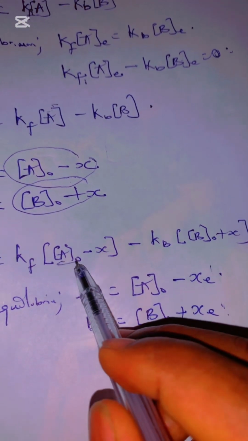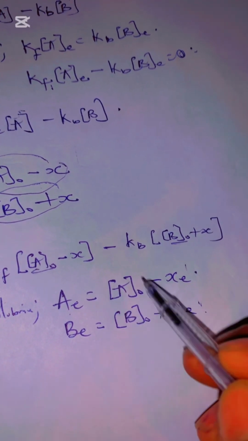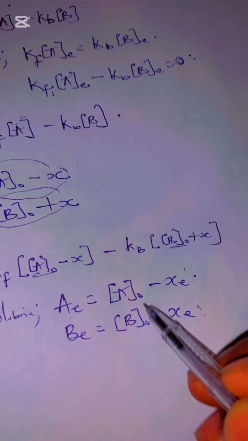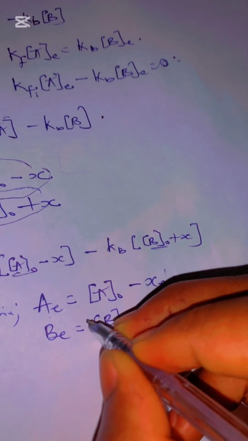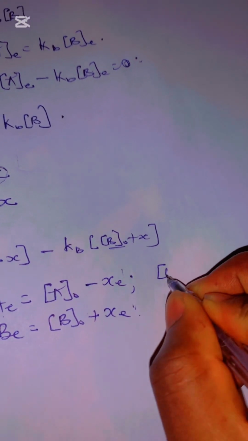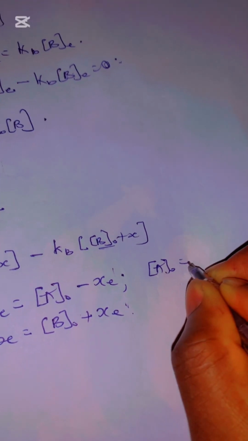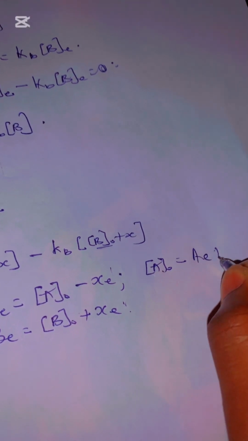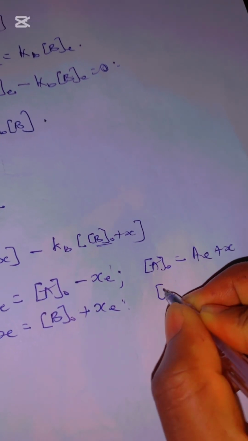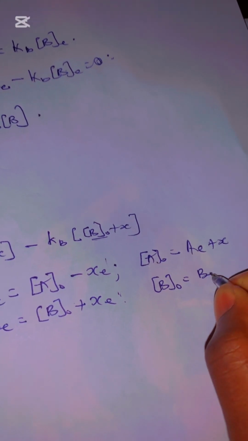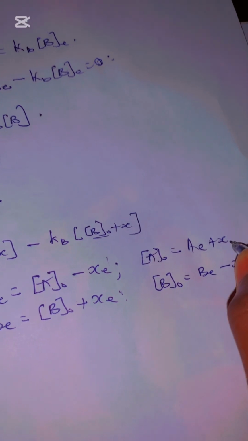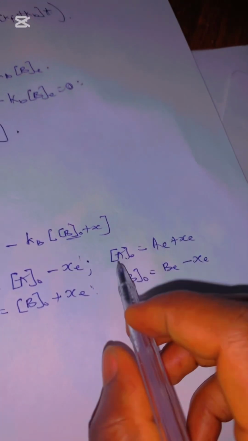I can see A naught here, I can see B naught here. Why not make A naught and B naught the subject of the formula using these two things? So if I do that from here, just bring this X to this side. So I can say, okay, my A naught is actually equal to AE plus X, and my B naught will be equal to BE minus XE. Because we're talking about equilibrium now.